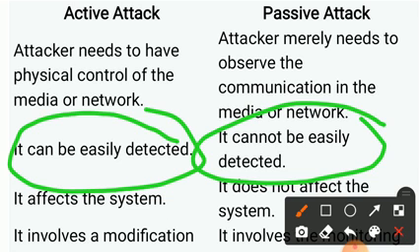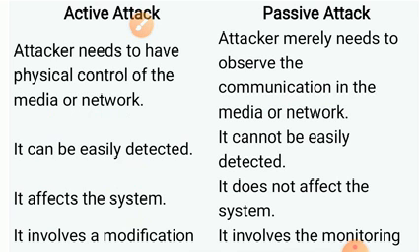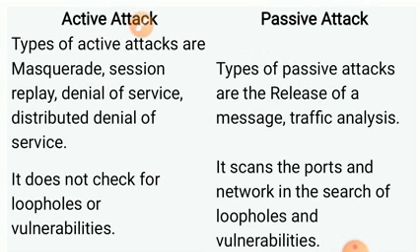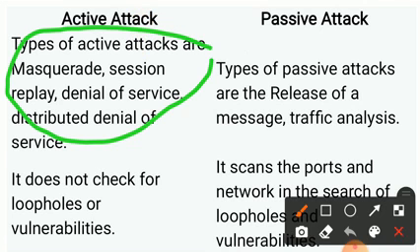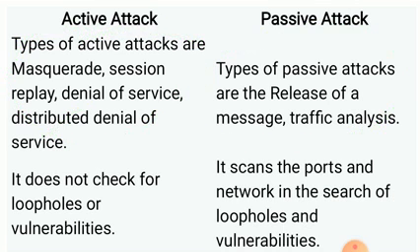Active attack affects the system, it affects the working of the system. However, passive attack doesn't affect the system at all. Active attack involves modification. However, passive attacks involve monitoring. Next one is that types of active attacks are masquerade, session replay, denial of service attack, distributed denial of service. And passive attacks are release of message and traffic analysis. Next difference is that active attack doesn't check for loopholes or vulnerabilities. However, in passive attack, the attacker observes and searches for loopholes and vulnerabilities, to finally do some active attack. Means most of the time passive attacks are followed by active attacks.